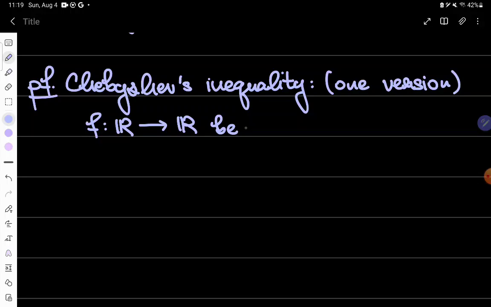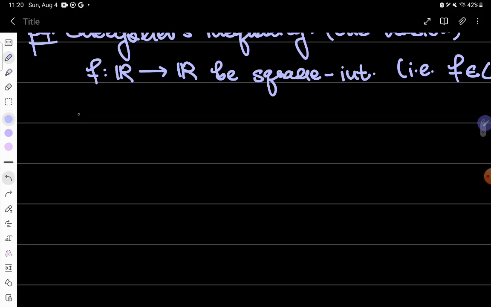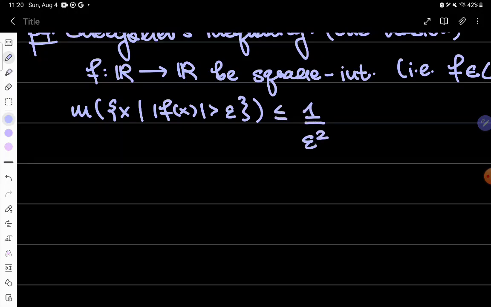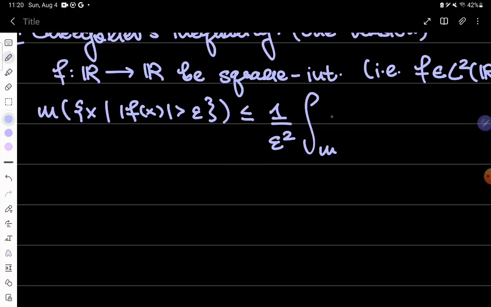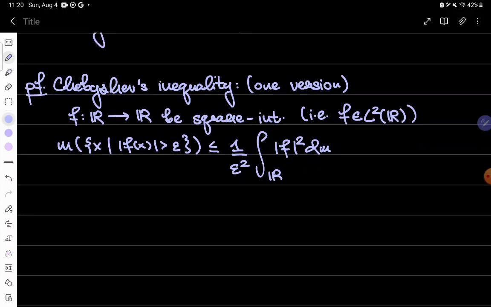Let f from R to R be square integrable. Let's say, by this I mean f is in L2 of R with respect to Lebesgue measure. Then the Lebesgue measure, which I'll denote by m, the measure of all x such that the absolute value of f of x exceeds epsilon is at most 1 over epsilon squared times the integral over R of f squared dm. Okay, so this is not super difficult to prove. I'll leave this to you, and there are more general formulations, but this is the version we need for L2 functions in this case.